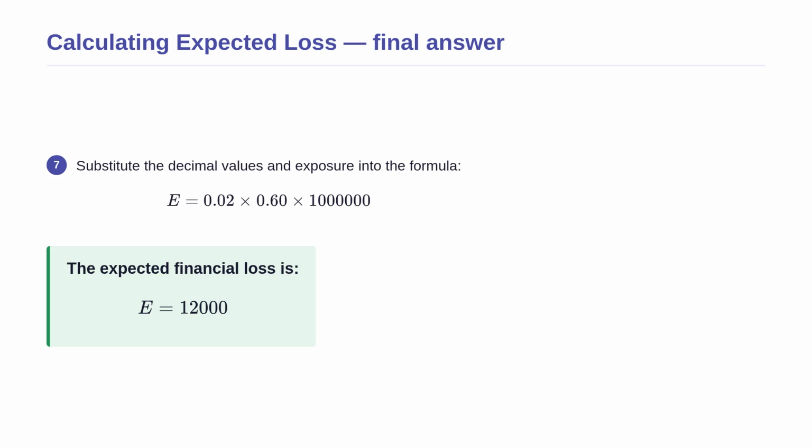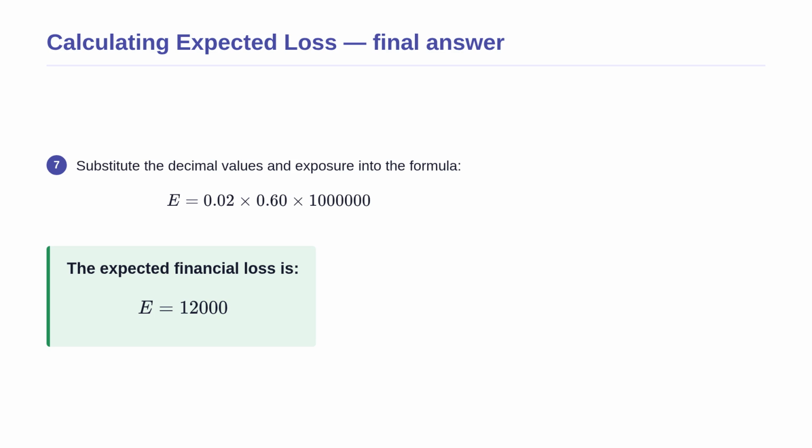Now we are ready to plug our specific numbers into the expected loss formula. We multiply the probability of 0.02 by the loss severity of 0.60 and finally by the total exposure of $1 million. Multiplying these three numbers together gives us $12,000.